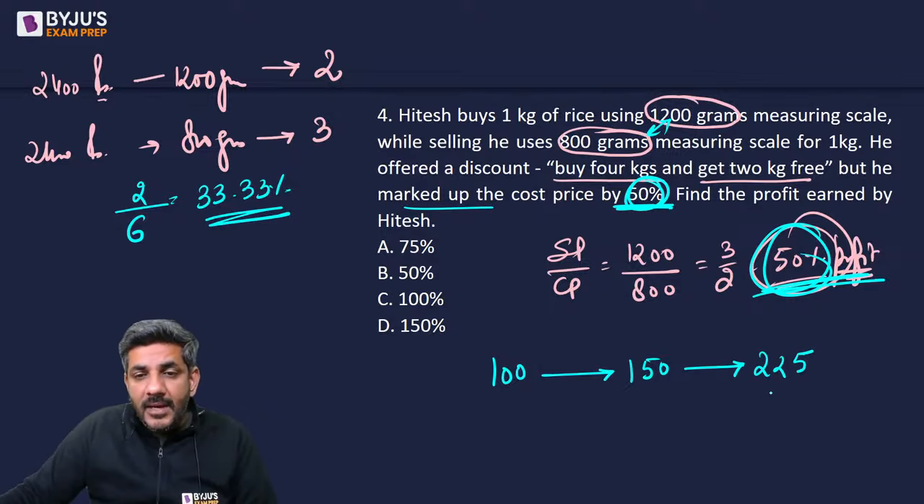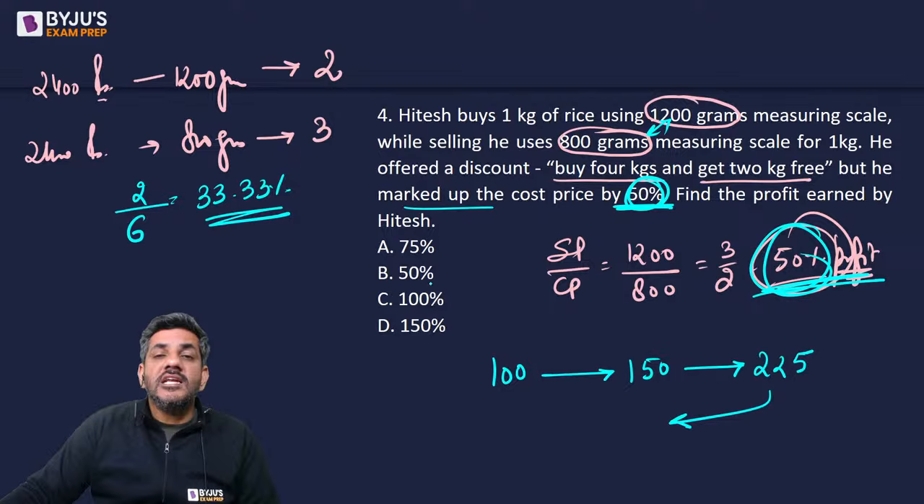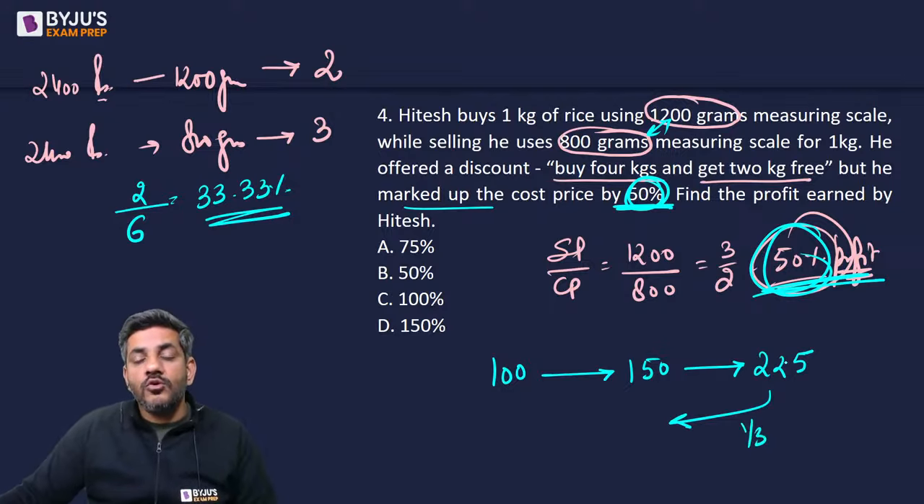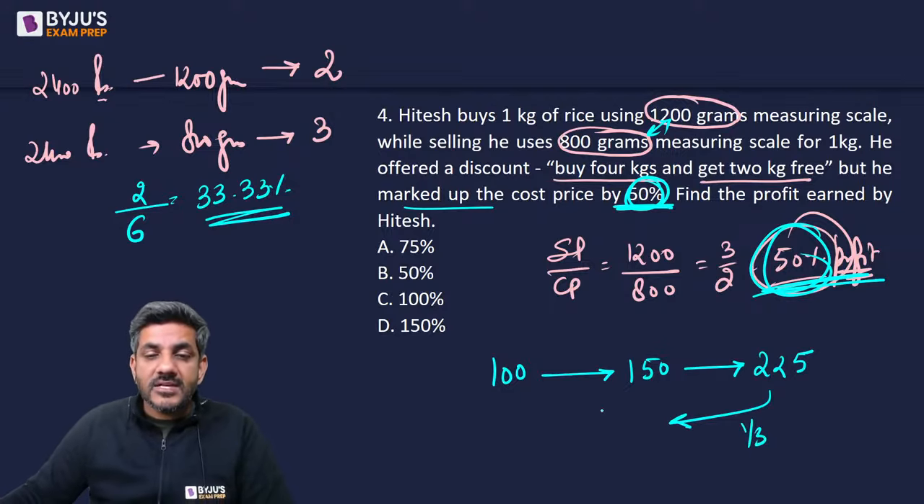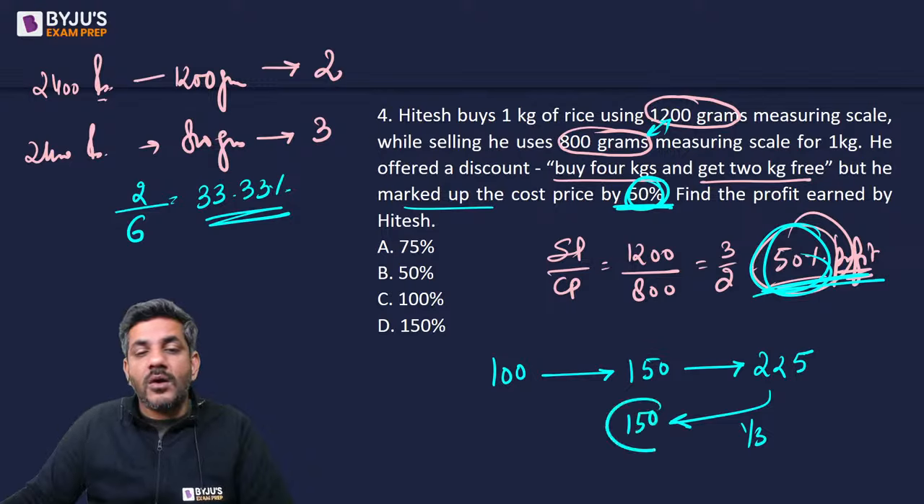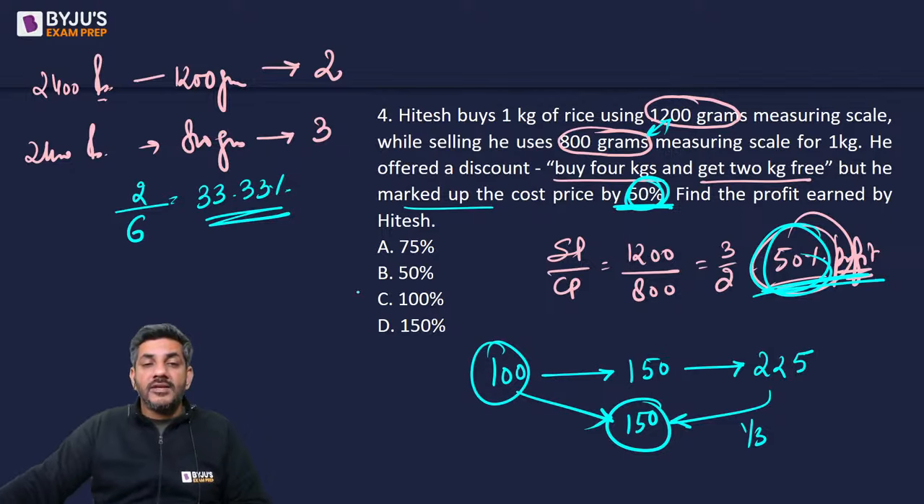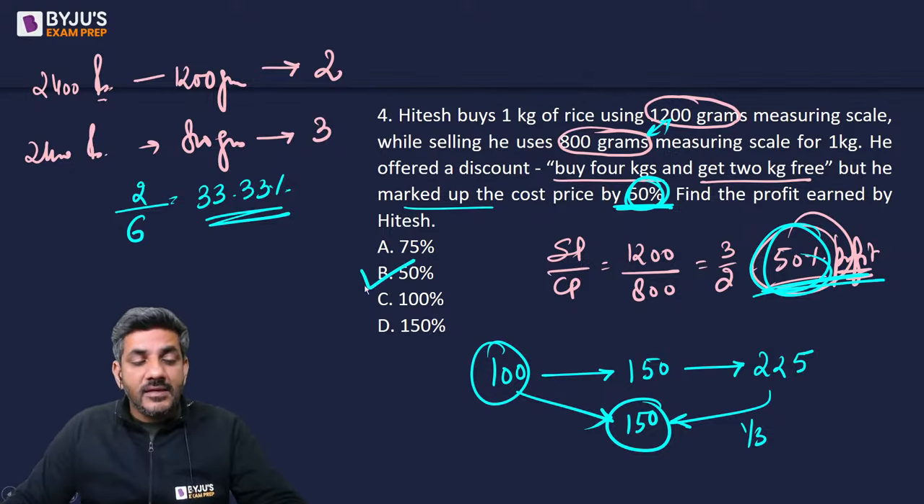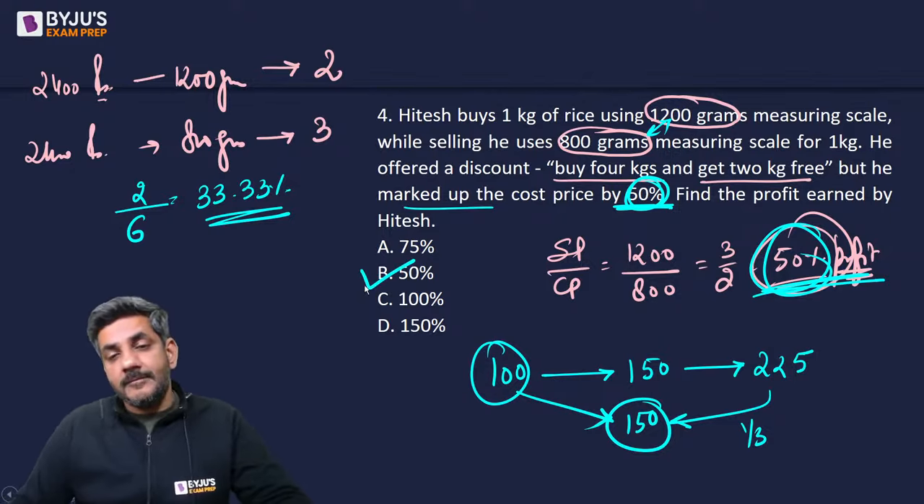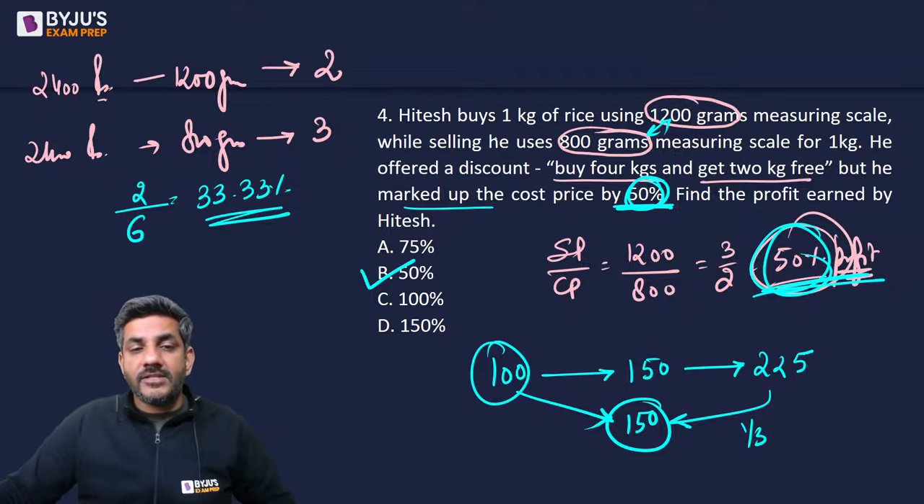अब इस 225 पे आप डिस्काउंट दे रहे हो कितना? 33.33 का, that is 1/3. अब 225 का 1/3 होता है 75. जैसे ही कम करोगे वापस 150 आ जाएगा. So ultimately a 100 rupee article is being sold for 150, which means there is a 50% profit.